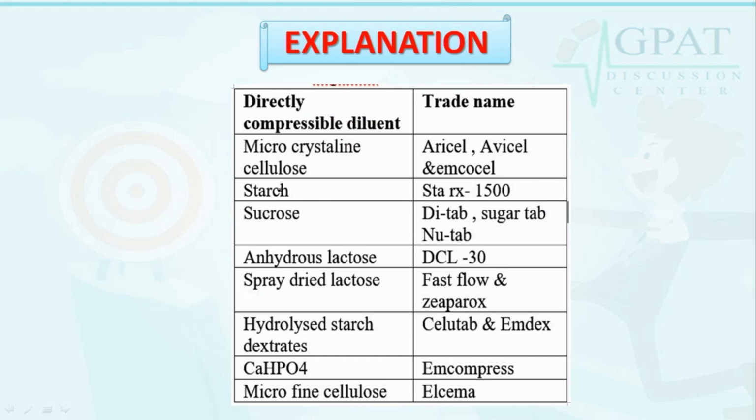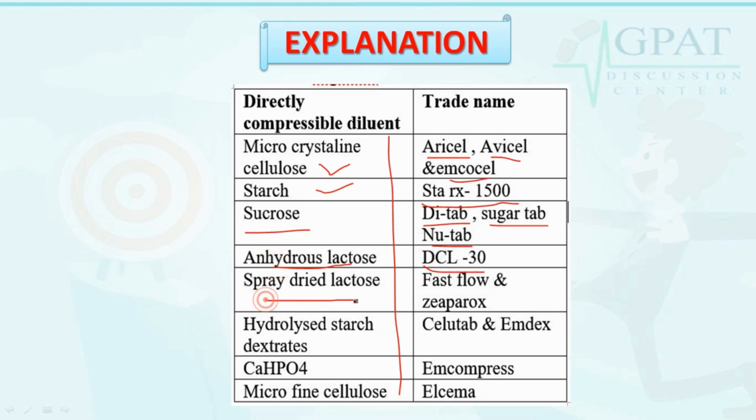Here are the different directly compressible diluents and their trade names. Microcrystalline cellulose, trade name will be Avicel or Emcocel. Starch, RX 1500. Sucrose, Ditab, Sugartab, Nutab. Anhydrous lactose, DCL30, Spray-dried lactose, Fast Flo and Zeparox. Hydrolyzed starch, Dextrate, Celutab and Emdex. Calcium hydrogen phosphate, Emcompress. Microfine cellulose, DIMA.